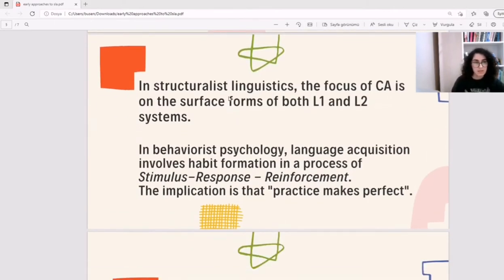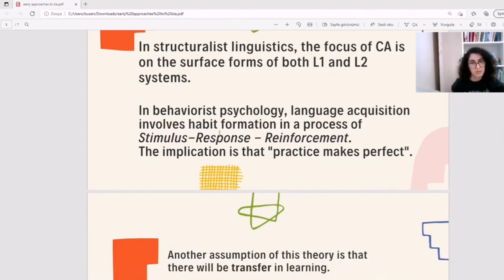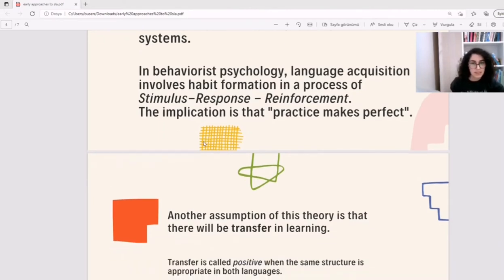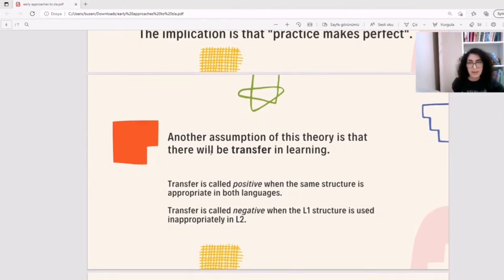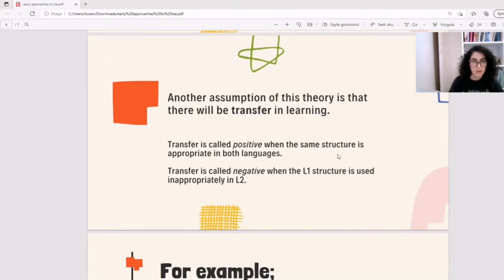And there are several notions about contrastive analysis. First one, in structuralist linguistics, the focus of contrastive analysis is on the surface forms of both L1 and L2 systems. Second one, in behaviorist psychology, language acquisition involves habit formation and a process of stimulus, response, and reinforcement. The implication is that practice makes perfect. Another assumption of this theory is that there will be transfer in learning. Positive transfer happens when the same structure is appropriate in both languages. Negative transfer occurs when the L1 structure is used inappropriately in L2.